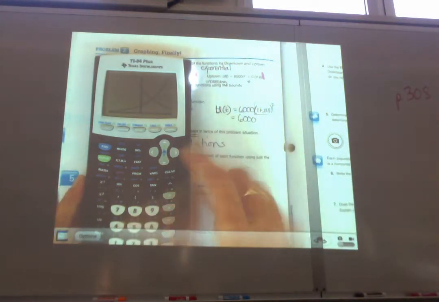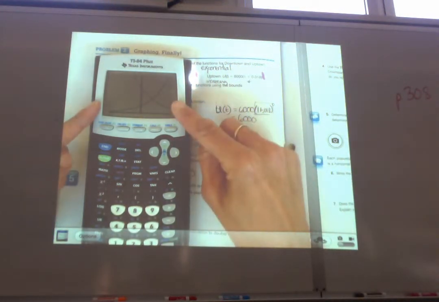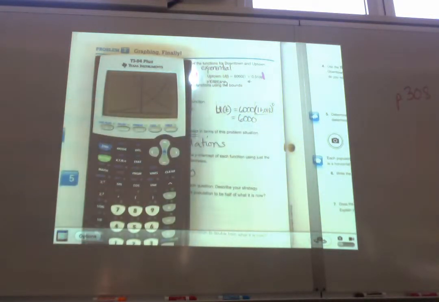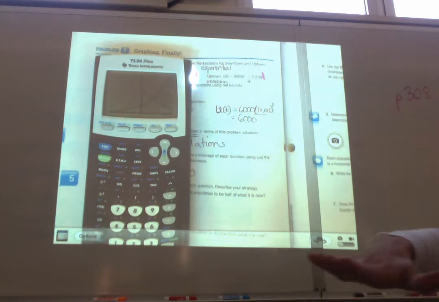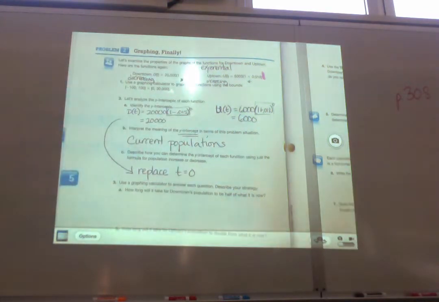Excellent. Okay, and again, too, are these graphs linear? No. They're exponential, and that means they go gradual and then swoop, or down and then level off. There's a part of their graph that moves steeply, and then there's a part of the graph that's smooth. All right.